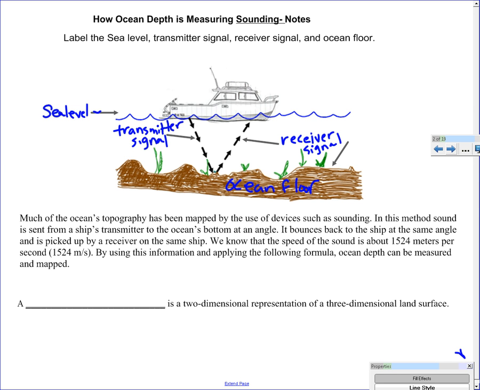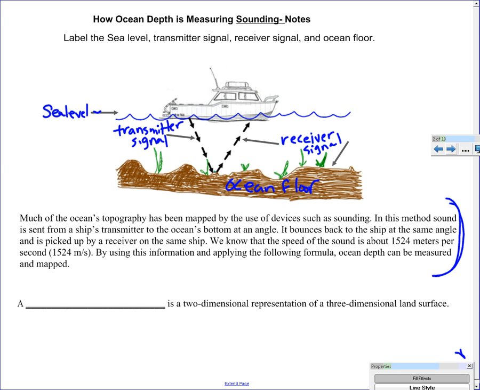And then we use a calculation knowing the speed of sound. We use that information plus the time it took for the sound to come back, and we measure the depth of the ocean floor, and that's how we're able to see how deep the ocean floor is at each location. Then we draw it out using what we call a topographic map. Much of the ocean's topography has been mapped by the use of these devices called sounding, and that's what this paragraph is telling us here.